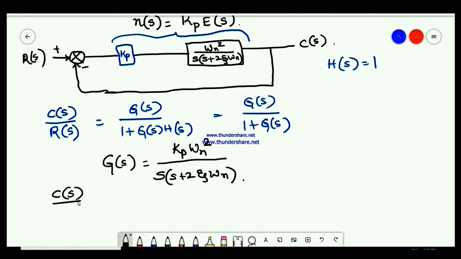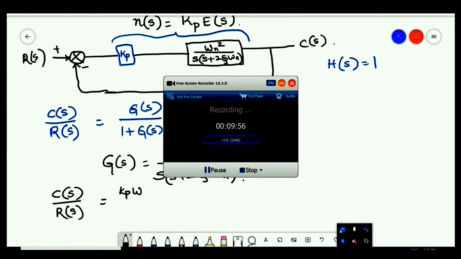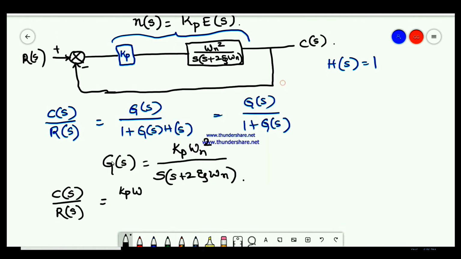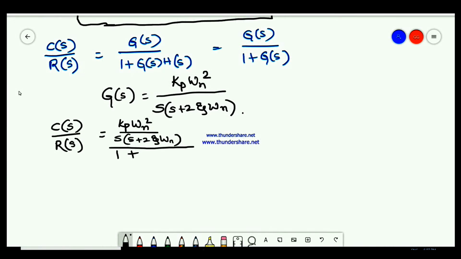Now we apply this G of S in the transfer function equation. C of S by R of S would be equal to Kp into omega n square divided by S into S plus 2 zeta omega n, whole thing divided by 1 plus G of S, which is Kp omega n square divided by S into S plus 2 zeta omega n.